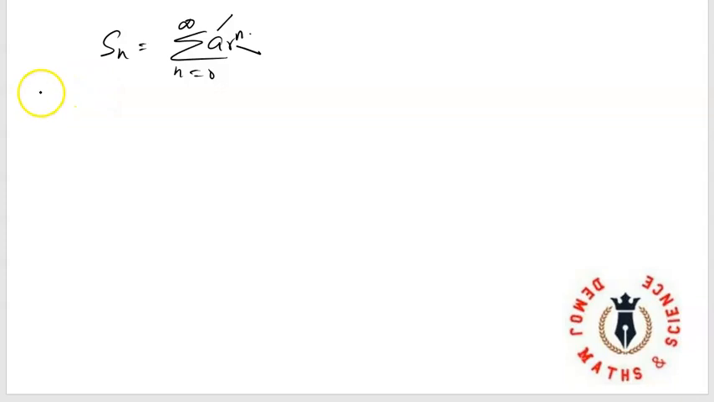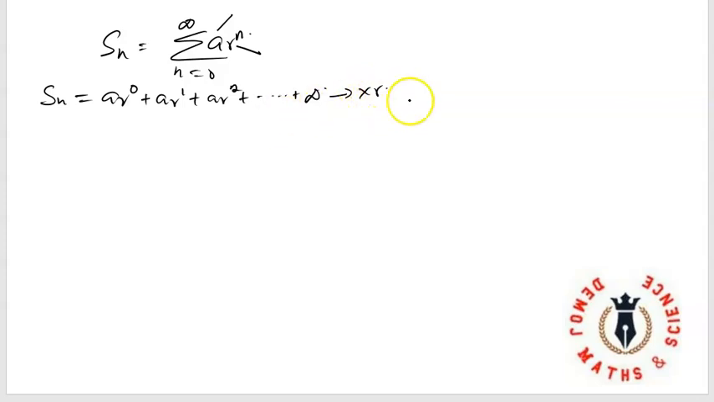So that Sn from this point will be the same thing as ar raised to power 0, plus the next term ar raised to power 1, plus ar raised to power 2, and it continues this way until infinity. Now let's multiply this equation by r, and let's call this our equation 1.